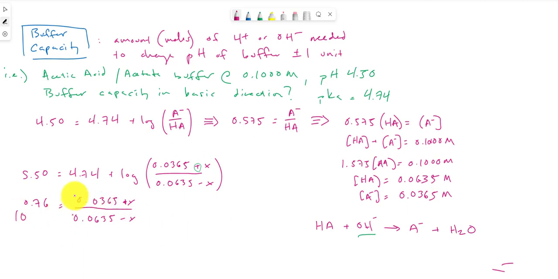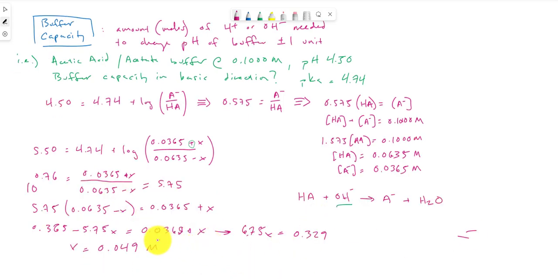Okay, so doing some moving around here, we get something that looks like this. We're trying to solve for x, so 10 to the 0.76 is equal to this ratio. The 10 is just getting rid of the log base 10 here. So we'll take it one step further. Simplifying looks like this, so that whole term equals 5.75, so I can multiply the denominator and get that on this side, and we get something that looks like this. Keep solving for x, and you get x equals 0.049, and these are units of molarity, so moles per liter.